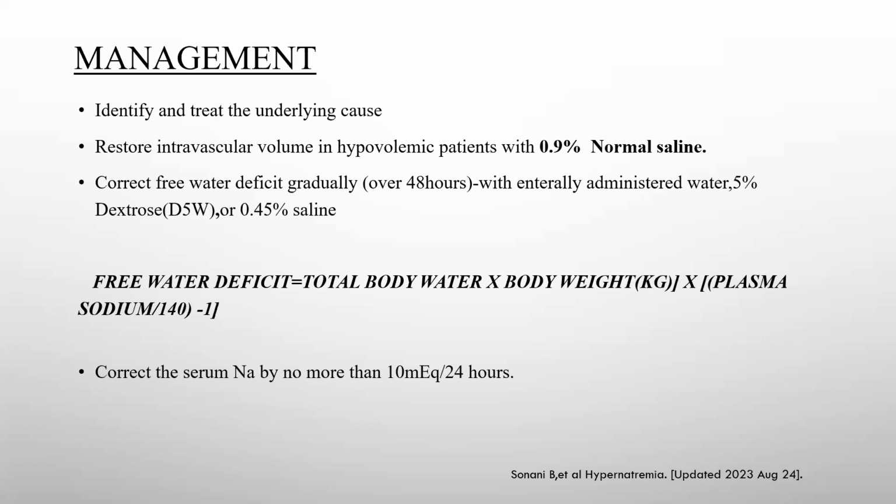In hypervolemic hypernatremia, we can use dextrose 5% with loop diuretics. The correction of the sodium should be no more than 10 milliequivalents per 24 hours, because the brain adapts to the hypernatremia, and with rapid dilution, water will enter the brain and cause cerebral edema, where the features include seizures and raised ICP. Next.